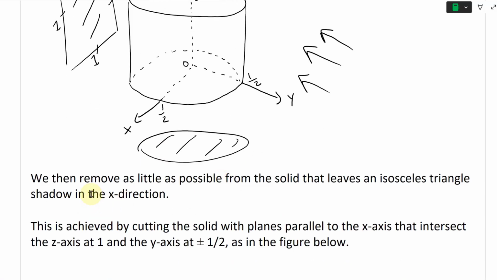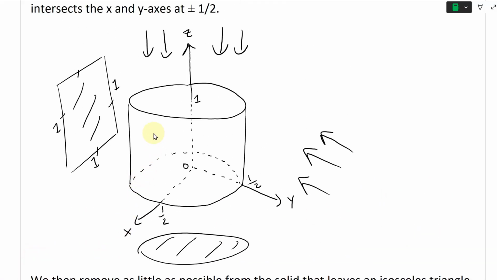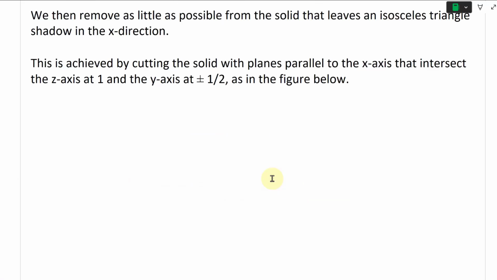All right, and then we remove as little as possible from the solid that leaves an isosceles triangle shadow in the X direction. So we want to make a triangle on this side right here. This is achieved by cutting the solid with planes parallel to the x-axis that intersect the z-axis at 1 and the y-axis at plus or minus 1/2, as in the figure below.